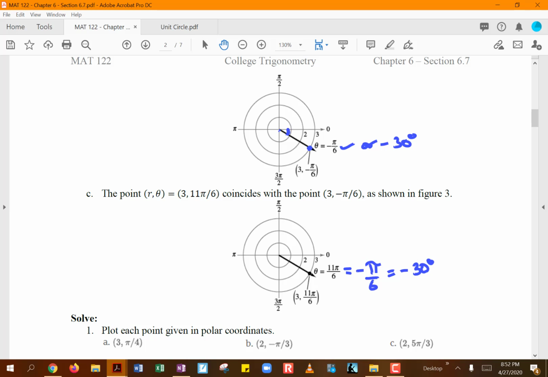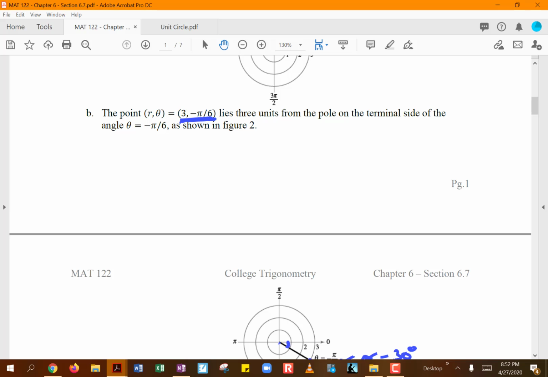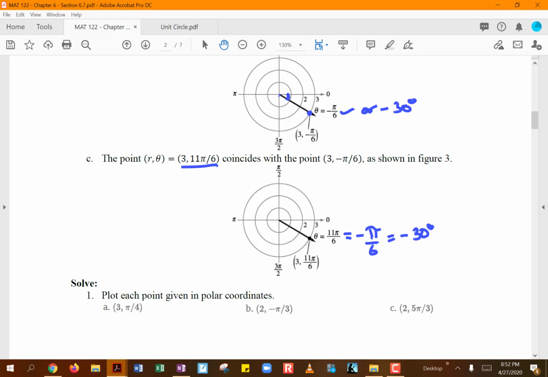So if you will notice, this point 3 comma 11 pi over 6 is the same as our point 3 comma negative pi over 6, which you saw in part B. So like it says, 3 comma 11 pi over 6 coincides with the point 3 comma negative pi over 6. That is just going in the clockwise direction for part B, and then of course with the 11 pi over 6, we are looking at counterclockwise. But you're basically landing at the same point.